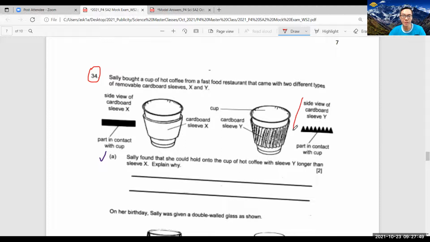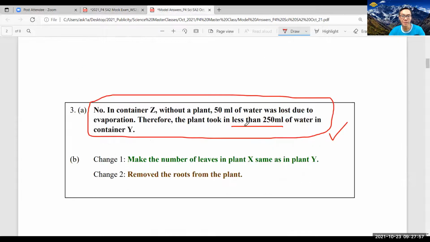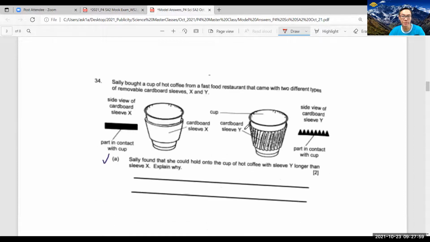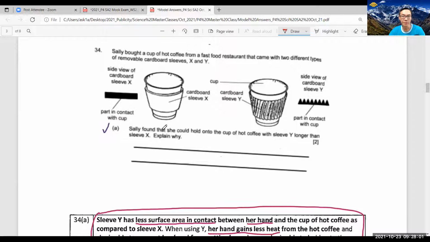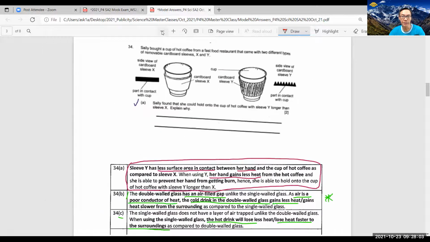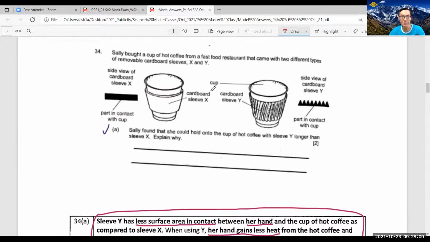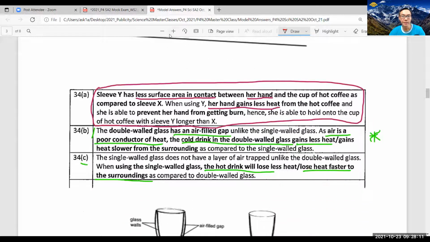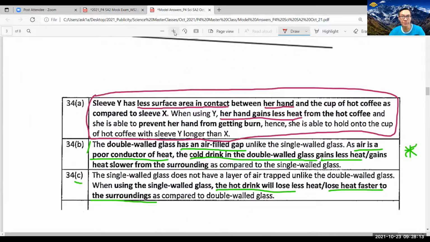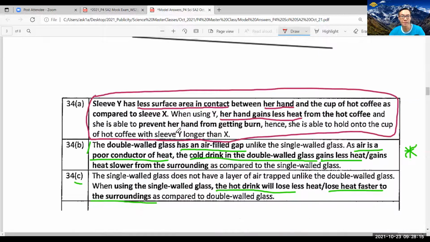So you observe the sleeve Y has this jagged edge. This will reduce the surface area in contact with the person holding it. So once again, this is the model answer, which I'll show you. And I have even included the picture here so that you can refer without flipping. Okay, let's see this answer, which I try to enlarge for you. Then you can do a screen freeze to take down the answer.